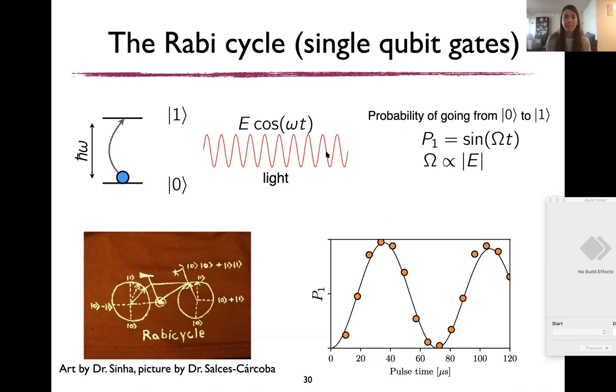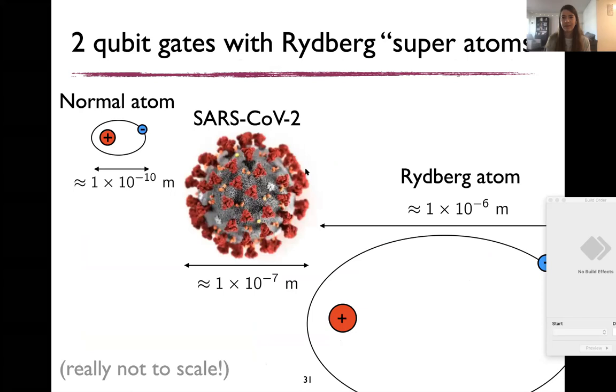And just to wrap up, another important ingredient for quantum computing and building universal gates is being able to do gates with two qubits. And with atoms, in order to do two qubit gates, you need to be able to generate some entanglement. And you need interactions in order to do these two qubit operations.